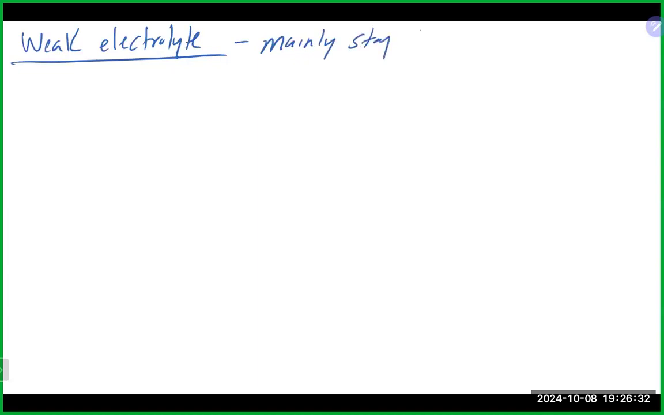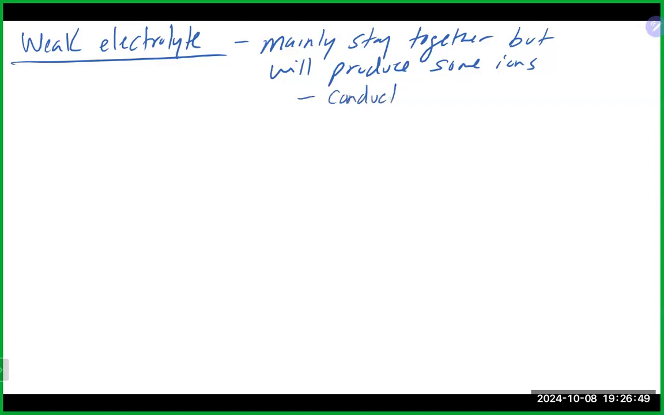All right, so let's talk then about a weak electrolyte. A weak electrolyte will actually mainly stay together, but will produce some ions. So because it's able to still produce a little bit of ions in solution, it could also conduct electricity, but nowhere near as good as a strong electrolyte.